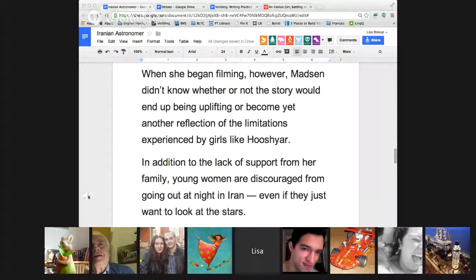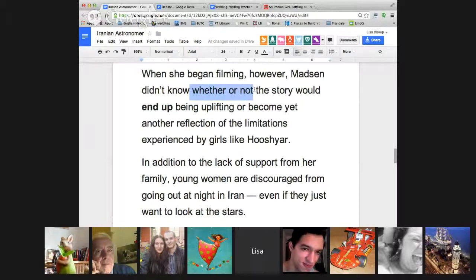When she began filming, however, Madsen didn't know whether or not the story would end up being uplifting or become yet another reflection of the limitation experienced by girls like Hushyar. So she didn't know what would happen. To end up means, what is the final thing going to be? How is it going to end this story? What will be the result?